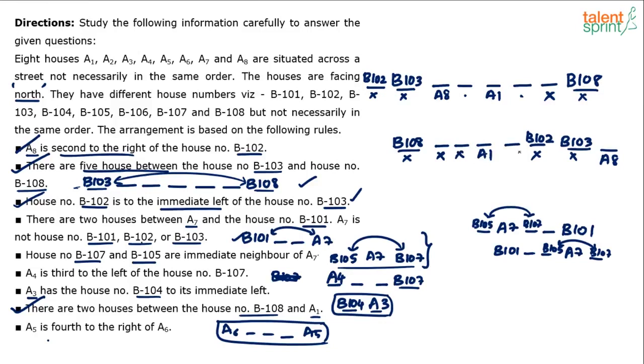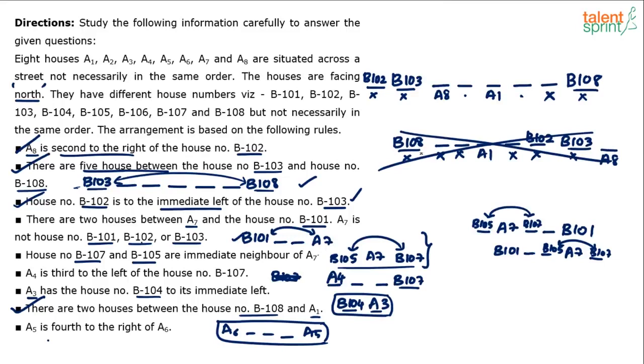This is already A1. Can A7 come here? No, it cannot come here. Why? Because the neighbors of A7 are 105 and 107. Here the neighbor is 102. So A7 cannot go there. It cannot come here, it cannot come here, and this is already A8. Which means case number 2 is wrong.